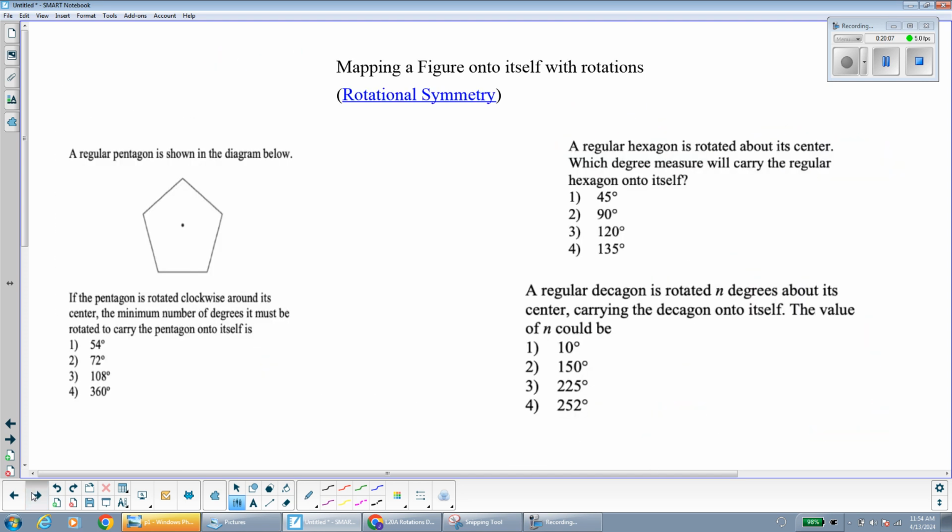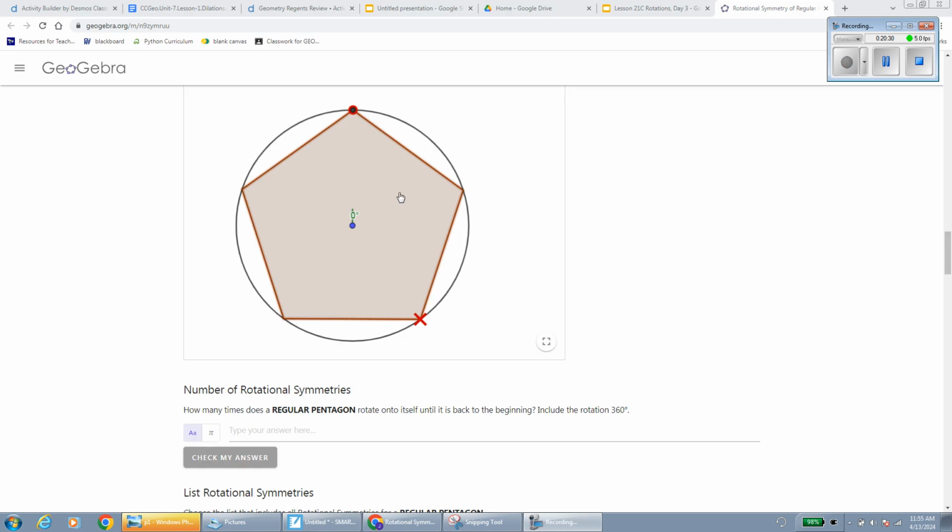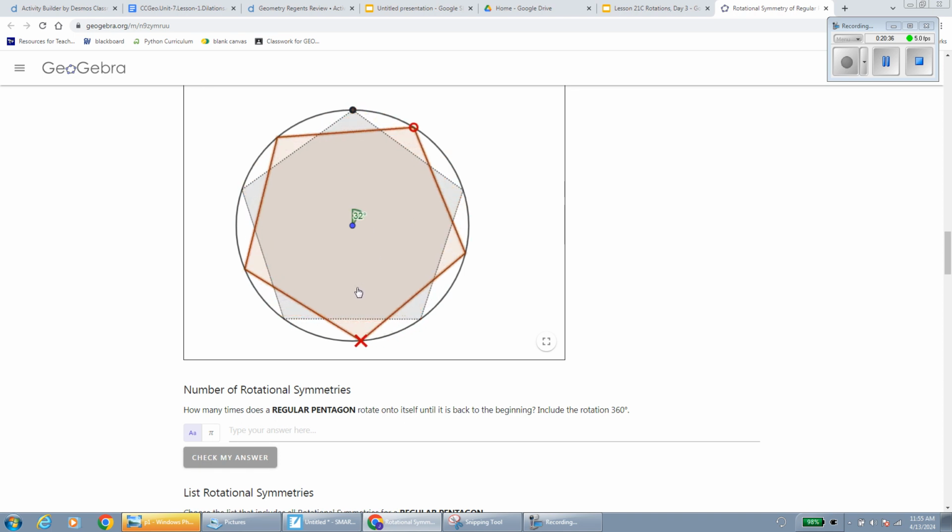And now before we end the video, we're going to talk about one more thing, which is mapping a figure onto itself with rotations. So in the first question here, we have a regular pentagon, and we're rotating it clockwise about its center. And we need to find the minimum number of degrees it must be rotated to carry the pentagon onto itself. So here I have a pentagon, and if I turn it, let me go back to 0, so I'm at 0, and if I turn it, it looks like itself again at 72 degrees.